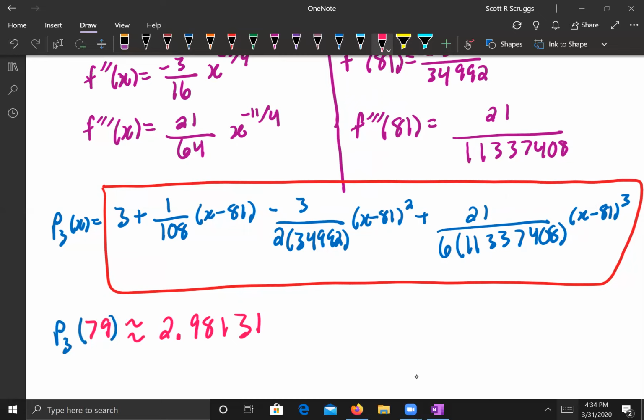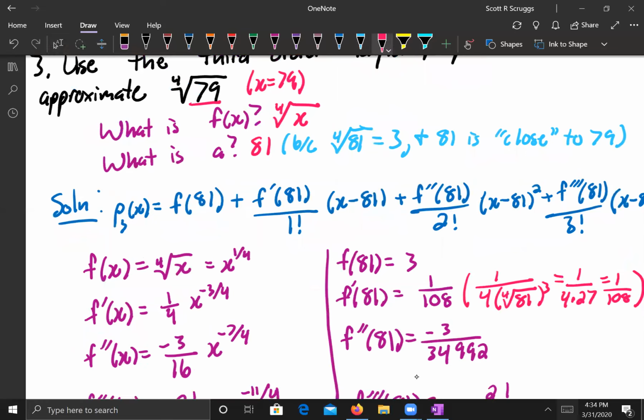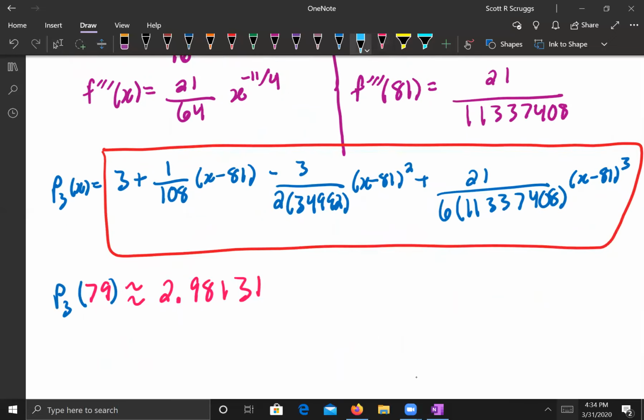Which makes sense, mainly because we know that the fourth root of 81 is 3, and the first derivative is positive, which gives me a positive number for any x value in its domain, which means the fourth root is increasing. So it makes sense that the fourth root of 79 should be some number less than 3.